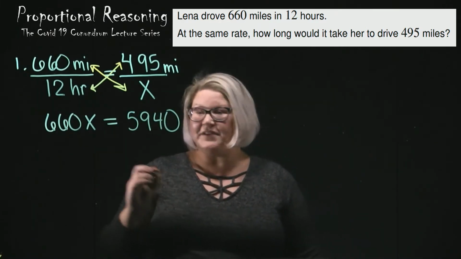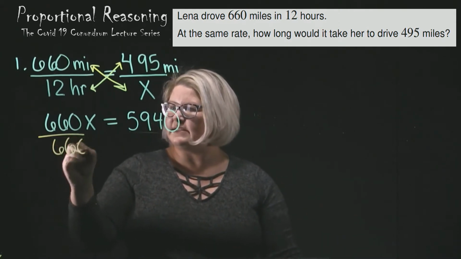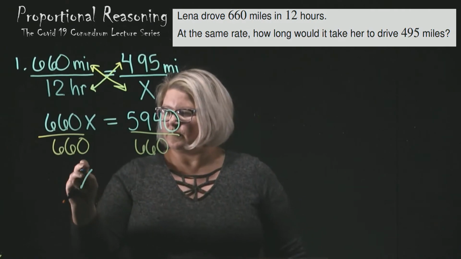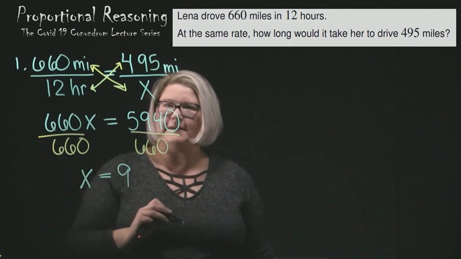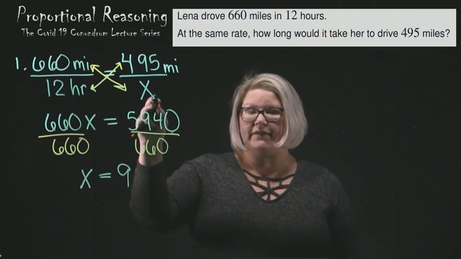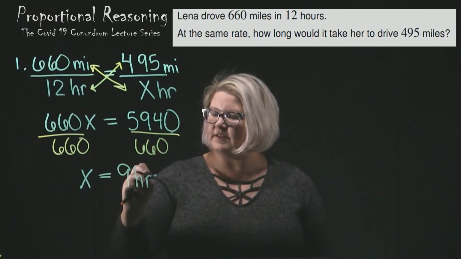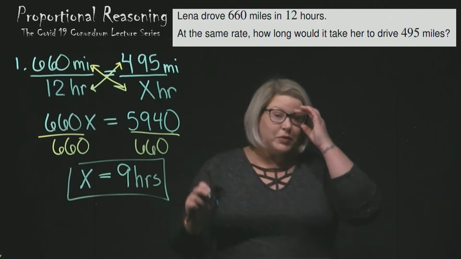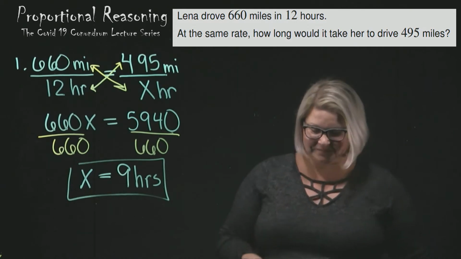Now we need to solve this for x. So divide both sides by 660. And you get x equals 9. Now remember, where were your units? We're looking for x. X was in the what spot? It was in the hour spot. So your answer is 9 hours. Don't forget to put your units in your answer or Alex will tell you that you're wrong.